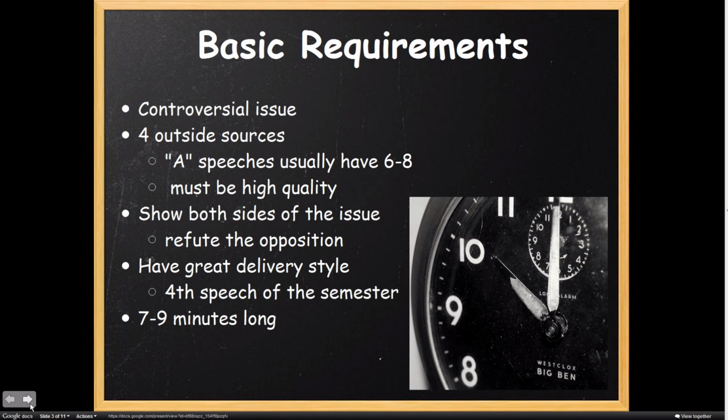And the last of the basic requirements is this speech needs to fall somewhere within the 7-minute to 9-minute range. Like in the past, if you go over about 9.5 minutes, I'm going to cut you off. And if you're anywhere under 7 minutes, you're going to lose significant points. So practice, practice, practice, time yourself beforehand, and make sure you fall into that time range.